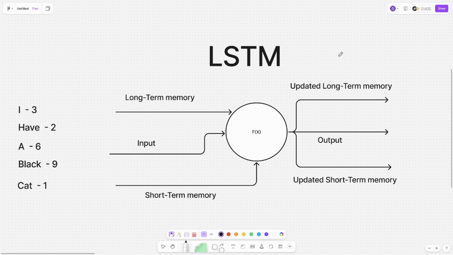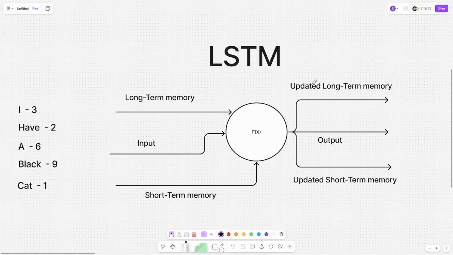Now, first, let's try to send this text through the LSTM. As you can see here, we have a node. You can think of this as some kind of function that takes the long-term memory input and the short-term memory input, and outputs a new output with updated long-term memory and updated short-term memory. The LSTM has different weights inside it, and depending on those weights, all the input, long-term memory and short-term memory will be updated.